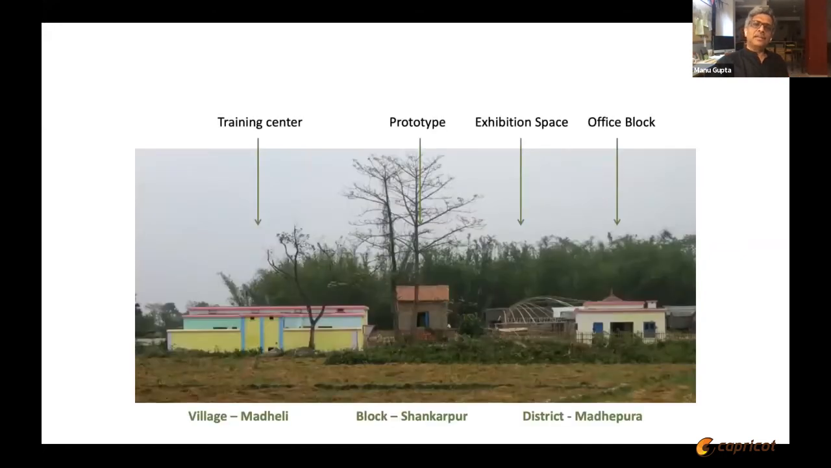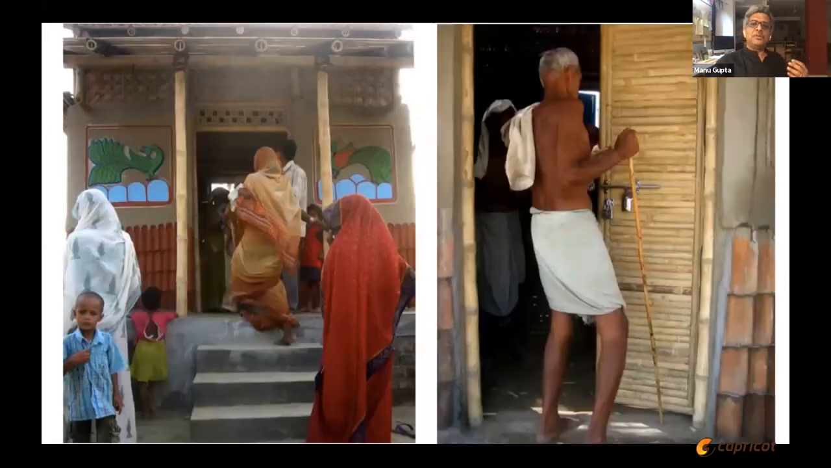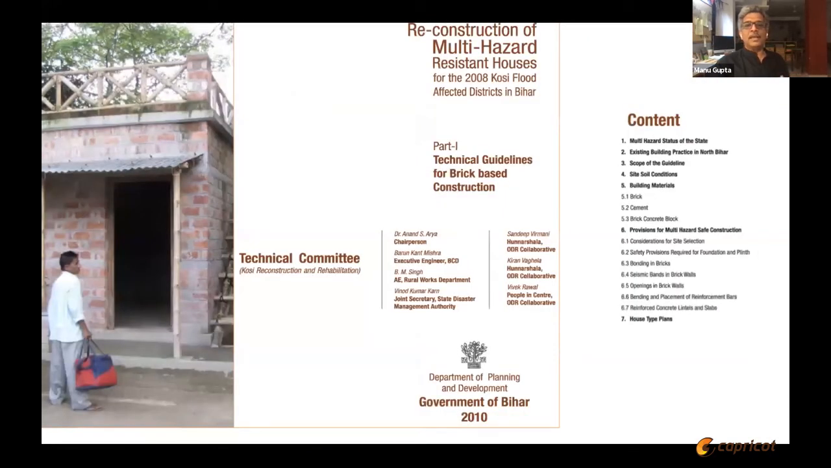In Bihar, after the 2008 floods, what we did was create these shelter hubs, as we call them, which were essentially like a training center, with a prototype, exhibition space, and some area where people can meet. There were a whole variety of prototypes. People could actually touch and feel how their house would look and what the cost of such a house would be before they took a decision as to what they would want. At the same time, the government stepped in.